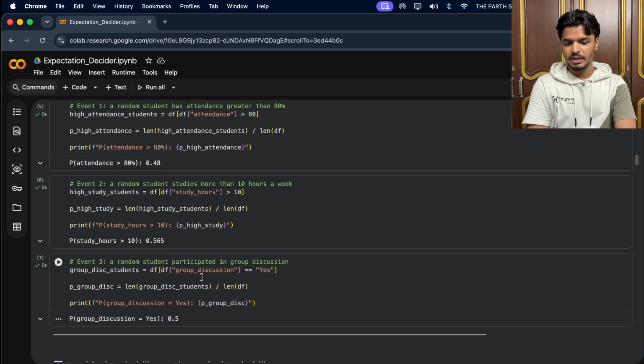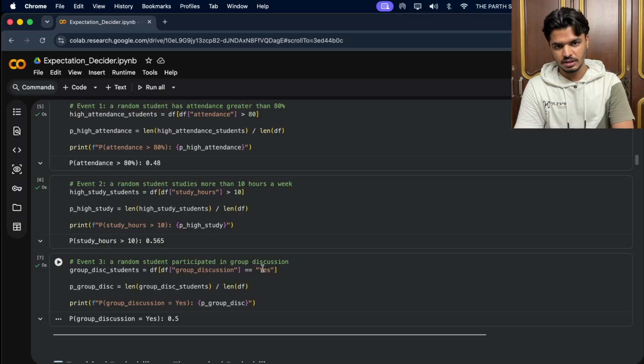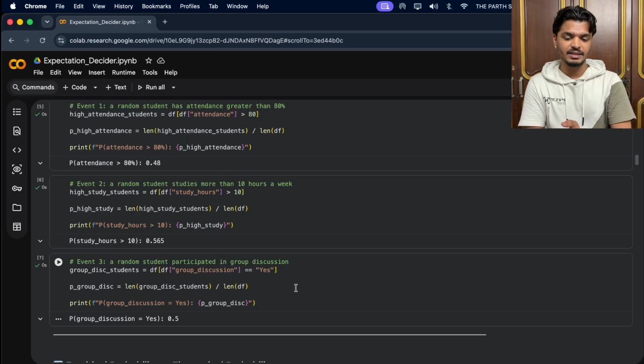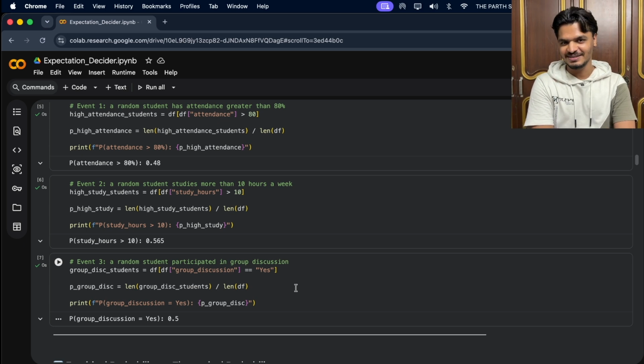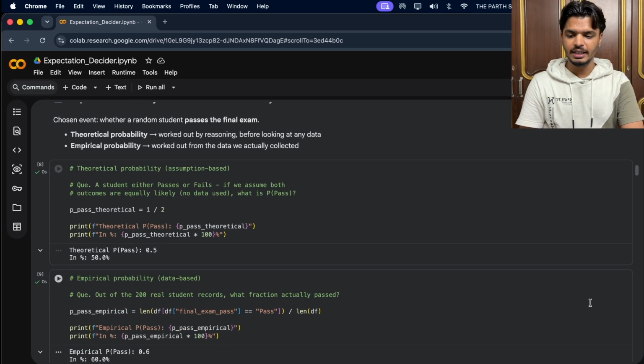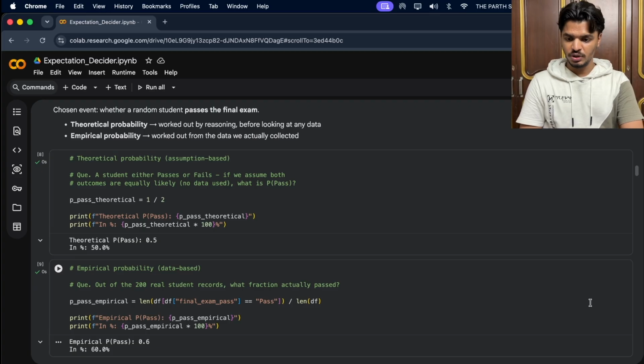And then the probability that a student participated in group discussion comes to 0.5. I deliberately made the dataset like this, so exactly half of the students from all 200 in the sample space participated in the group discussion. For question number 2, I compared two types of probability for the same event, a student passing.